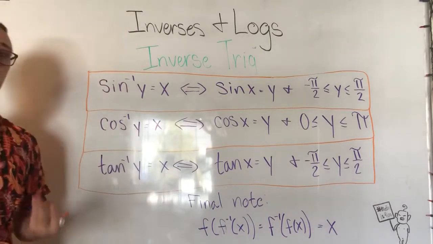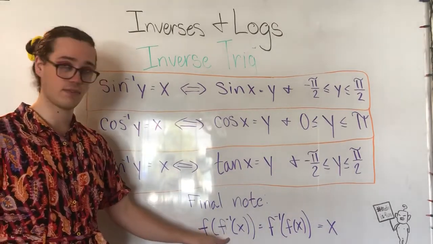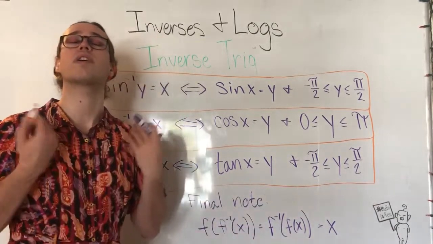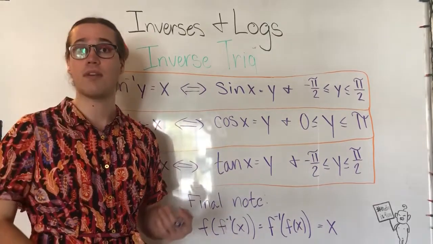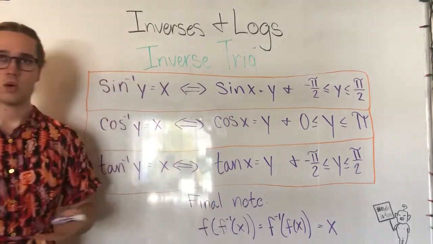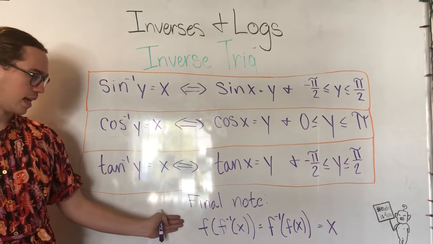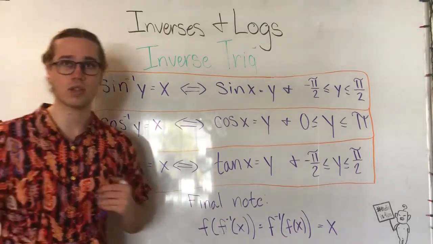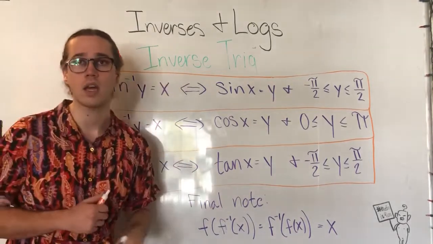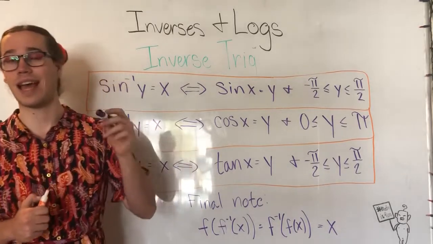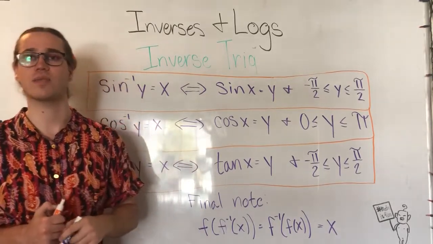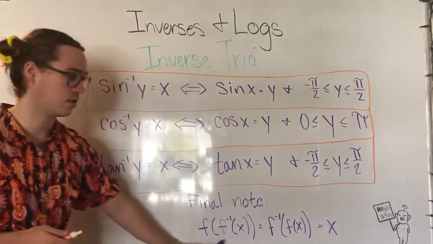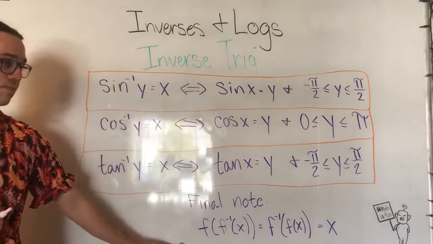And then our final note for inverses states that f of f inverse of x equals f inverse of f of x, which equals x. We are assuming that this f is invertible. And so what does this mean? Well, essentially these just cancel each other out and give us x. So sine inverse of sine of x is x. e to the ln of x just equals x. And so we just need to remember this when working with inverses. This is probably our most important piece.